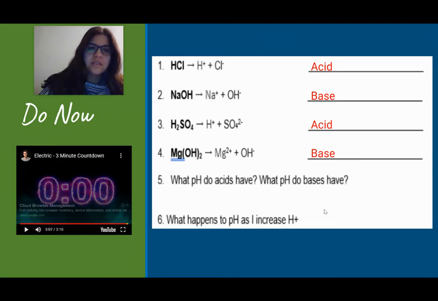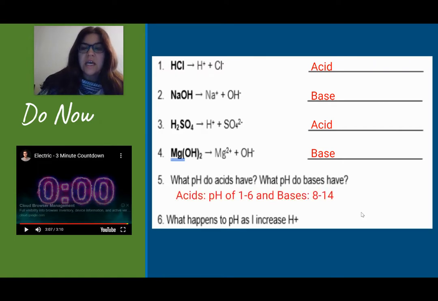Remember, our acids are going to form H plus ions in water, while our bases are going to form OH minus ions. And then what pH do acids have? What pH do bases have? So acids are going to be 1 to 6 and bases 8 to 14. And remember, 7 is neutral, which is what water is.